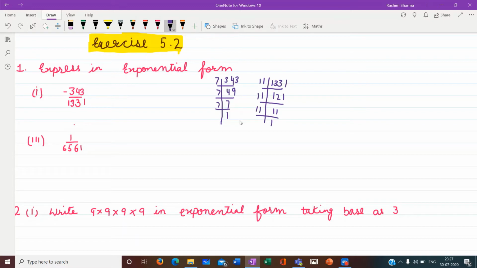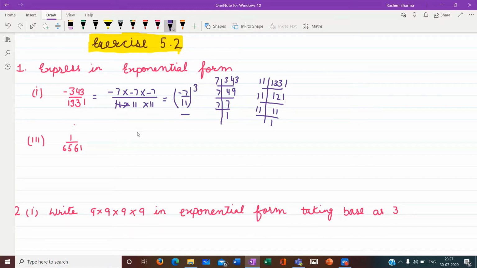Alright. Now we can see here negative sign before it. It means here we have 3 factors, an odd number of times, so when we have a negative sign, it will remain negative. Here we have 11 into 11 into 11. So we can see here minus 7 and 11 both are 3 times. So we can write it as minus 7 and 11 raised to power 3. This is the exponential form of it.